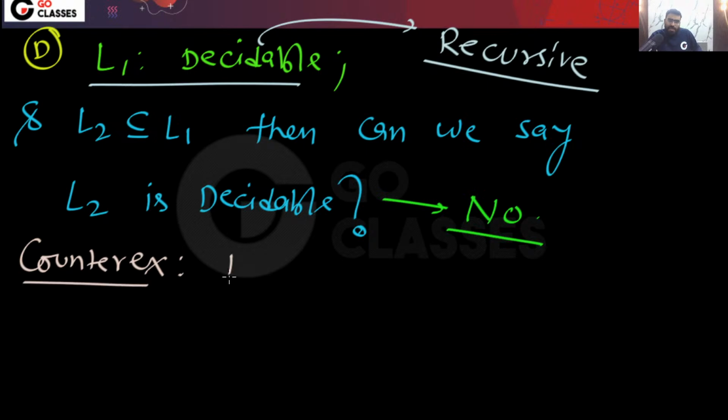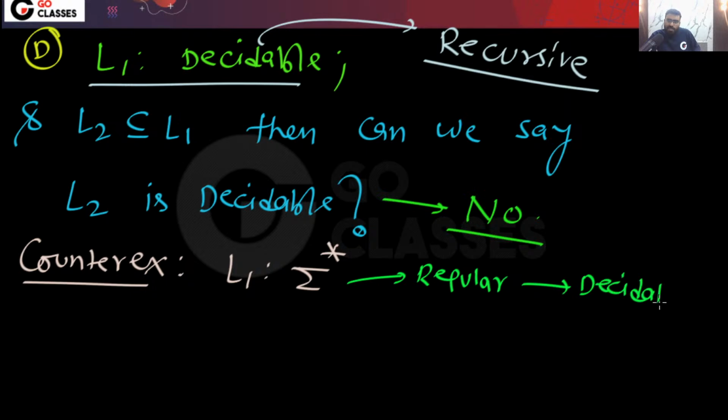Counter example is like this. Take this L1 equal to sigma star. Can I say this is decidable? See, L1 equal to sigma star. Sigma star is regular. Every regular language is recursive. So, every regular language is decidable.